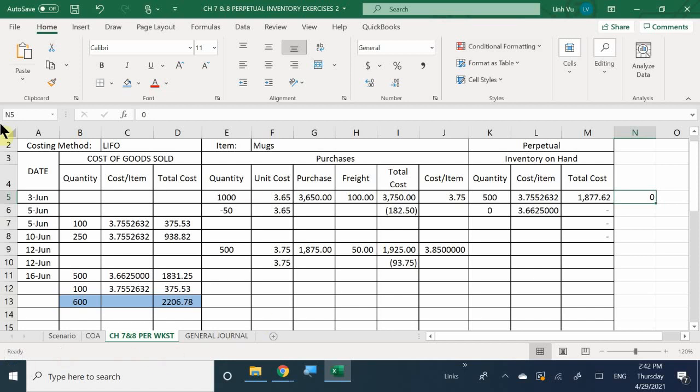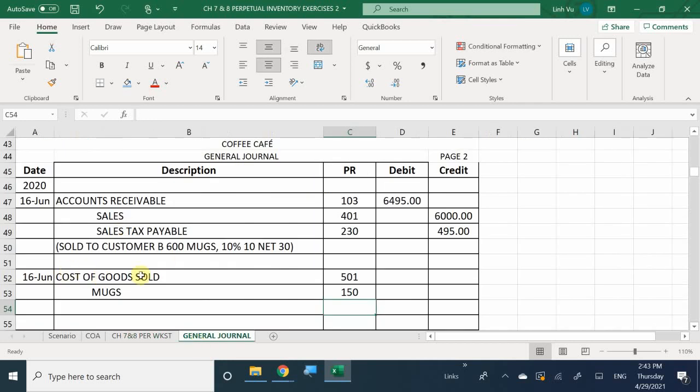So we have our answer here for us selling the whole entire amount of the 2206.78. Okay. So therefore 2206.78 is what I'm going to place into here. 2206.78.